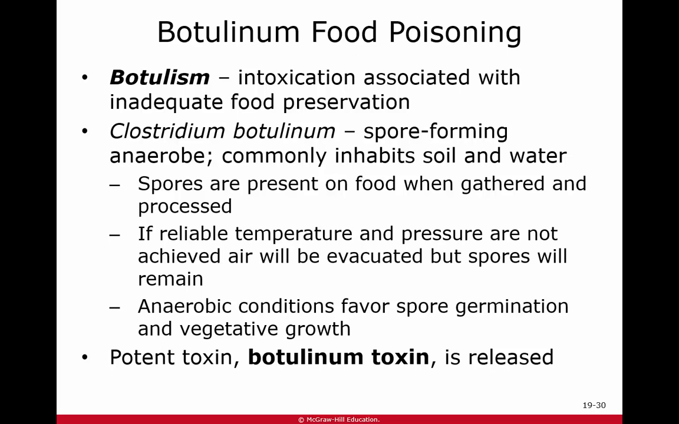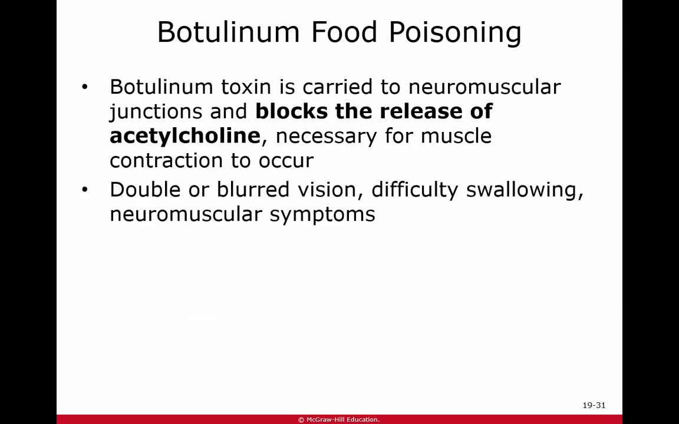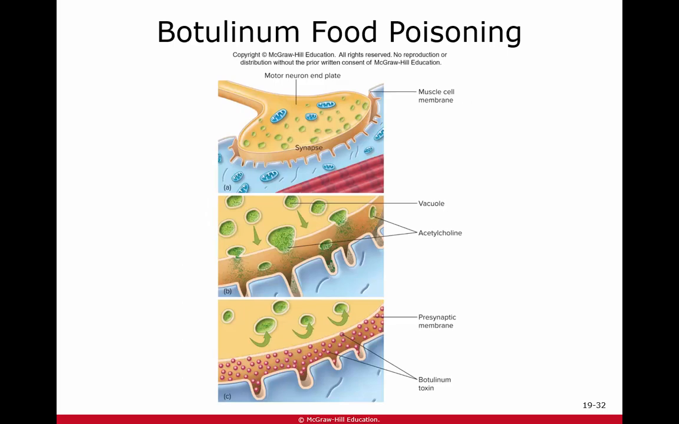Botulism itself is intoxication associated with inadequate food preservation. And basically what happens is that the botulinum toxin is what's given off, it's what's released. So this is why we refer to it as intoxication. In other words, it's not the microbe or the bug that makes you sick, but what the bug gives off that typically makes you ill. Botulinum causes the NMJ, the neuromuscular junction, to block the release of acetylcholine, which is necessary for muscle contraction to occur. So typically the person is going to have double or blurred vision, difficulty swallowing, and neuromuscular symptoms.